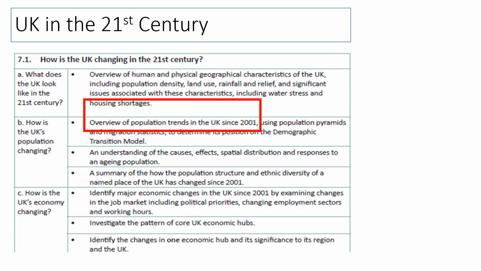Welcome back geographers, we're now on part B, so we're going to use booklet B for the next few lessons. How is the UK's population changing? In this lesson we're going to look at an overview of population trends in the UK since 2001, and we're going to be linking that to housing shortages.